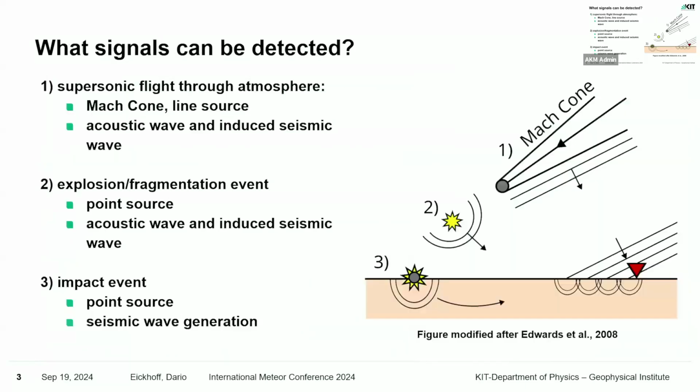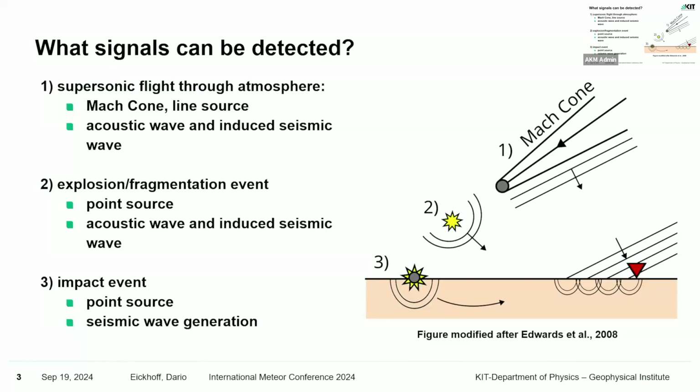So what kind of signals can we expect from a meteoroid that we can measure at seismic or acoustic stations? There are three main mechanisms in which a meteoroid can produce acoustic waves. The first one is the so-called Mach cone or Mach wave, which is produced by the supersonic flight of the meteoroid, which is an acoustic wave that travels down to Earth as more or less a planar wave. And when it touches the air-to-ground interface, it can also induce seismic waves that we can also measure at our seismic stations. The second mechanism is an explosion or fragmentation of the meteoroid.